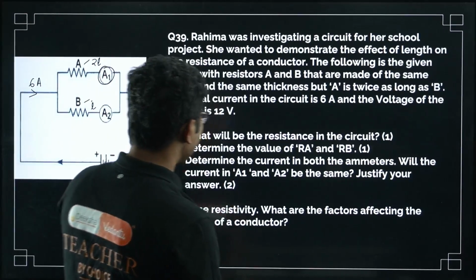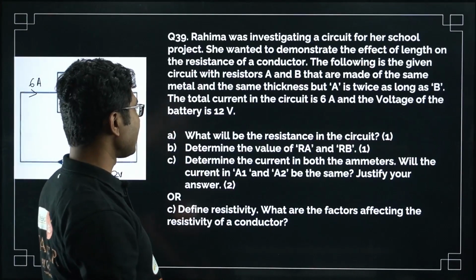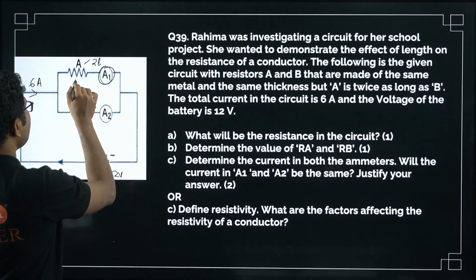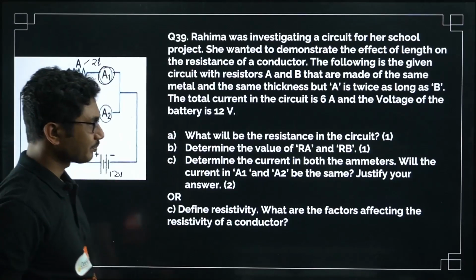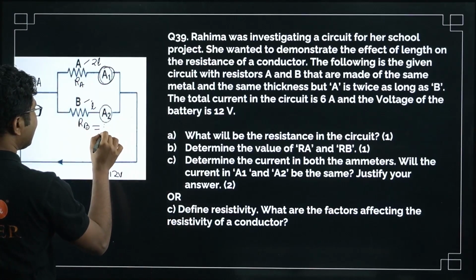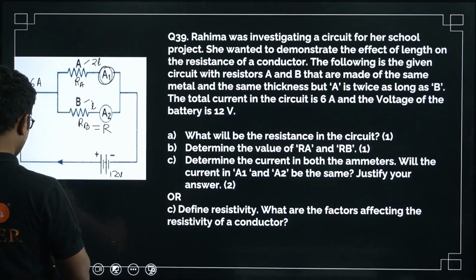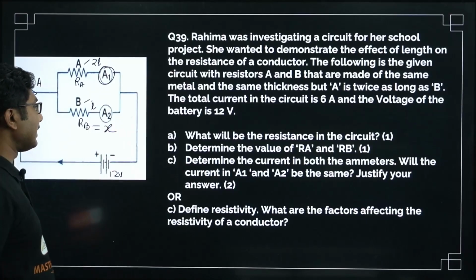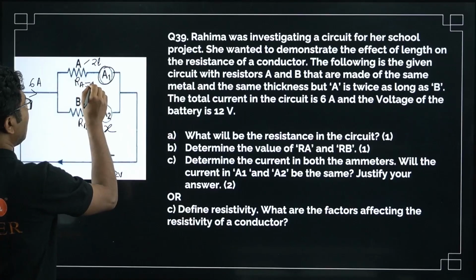What will be the resistance of the circuit 1? You have to first calculate the resistance of the circuit 1, and determine the value of RA and RB. So first of all, suppose you assume that RB is represented by R. Let me take a value which students most often resonate with. So say that RB is equal to X. So RA will be 2X.